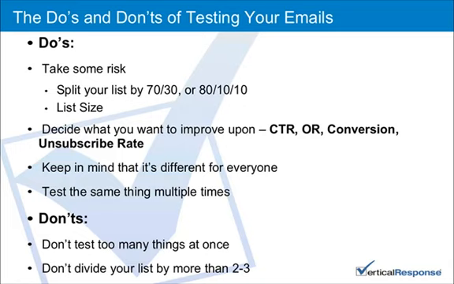At the top there, you see I said split your list by 70-30 or 80-10-10. I wouldn't go 60-10-10-10-10-10 because it's just too much to focus on. It'll make your life a lot easier.